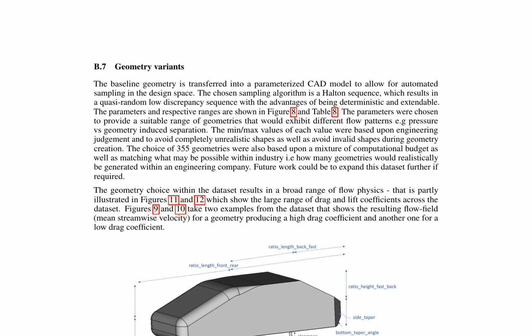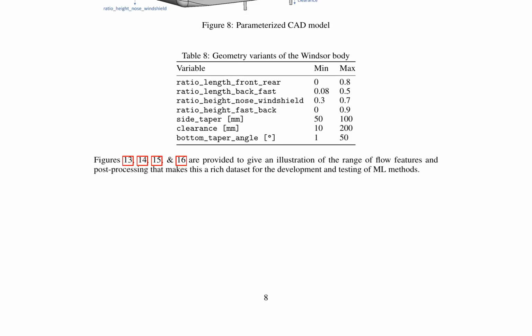The chosen parameter ranges provide a suitable balance between computational budget and industry feasibility, resulting in a dataset of 355 geometries. This dataset showcases a broad range of flow physics, as illustrated in Figures 11 and 12, which display a large range of drag and lift coefficients.